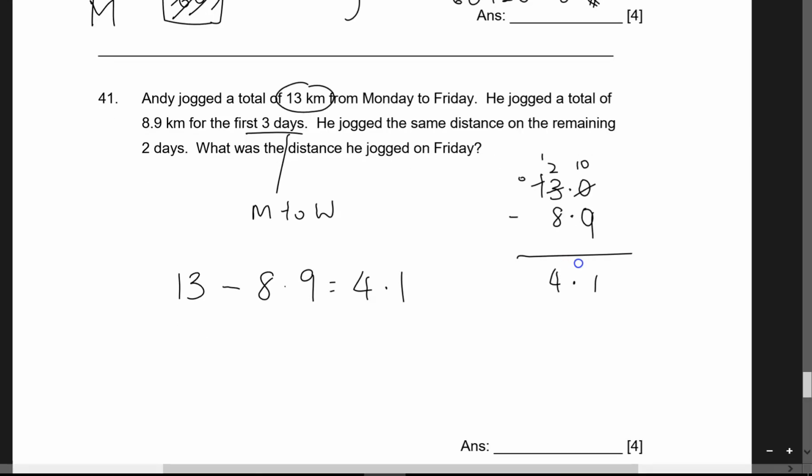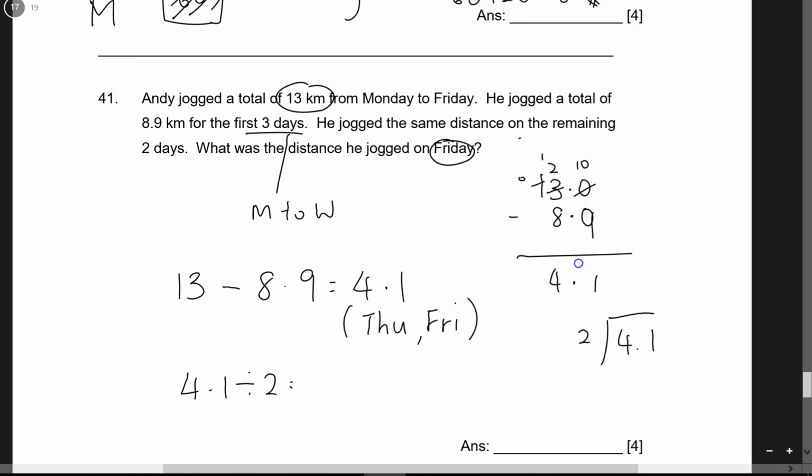Now this 4.1, let me just put down in English to help us. We know that this is Thursday and Friday. He jogged the same distance on the 2 remaining days, meaning this 4.1, we want to find out for 1 day, which is Friday. So we want to divide it by 2, because it's spread equally into 2 days. So 4.1 divided by 2, again, you see there are so many tests testing you on division of your decimal. Make sure you are expert in this.